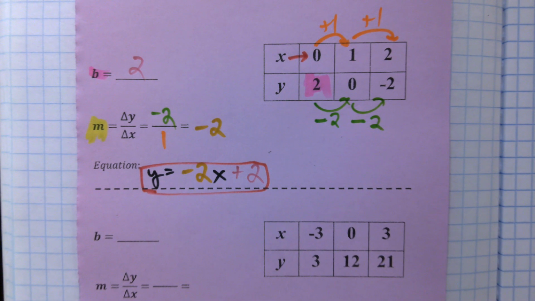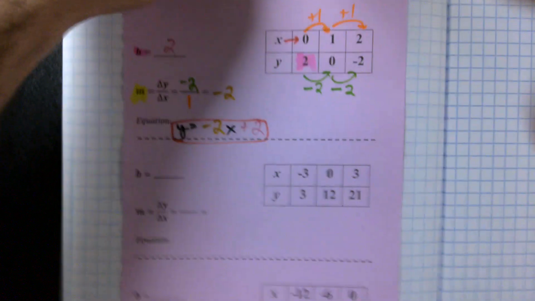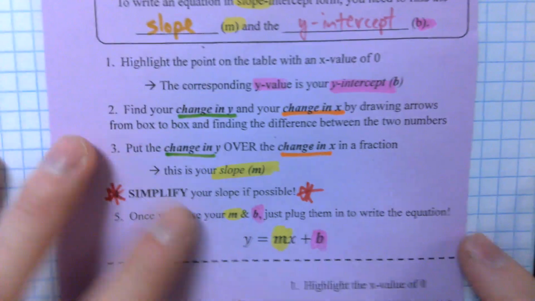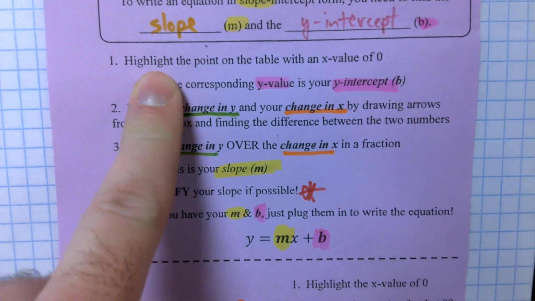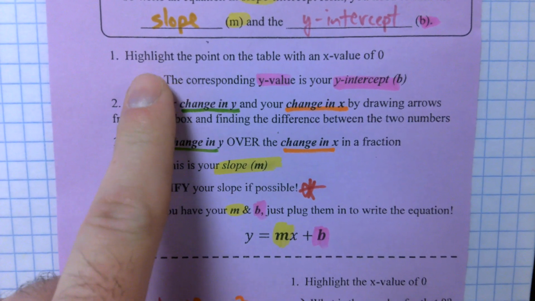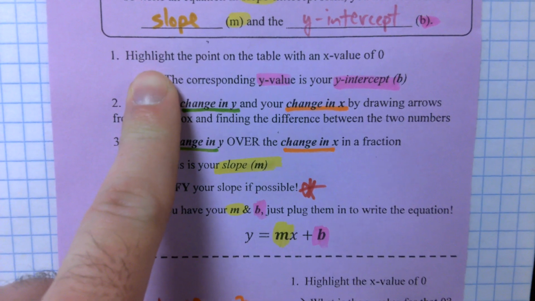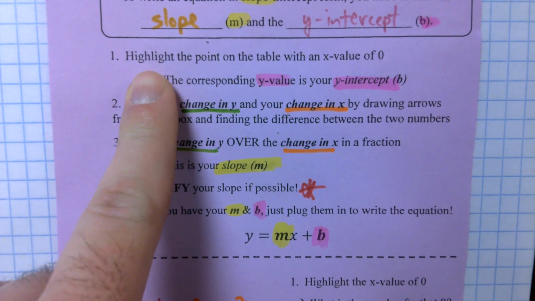All right. I saw the same mistake over and over again on the second table, so I need everyone to pay attention real quick. A lot of you got it, which is great. Can I get a volunteer to read out step 1 for everybody? Go ahead, Yukon, but read it out nice and loud so everyone can hear. Highlight the point on the table with an x value of 0.